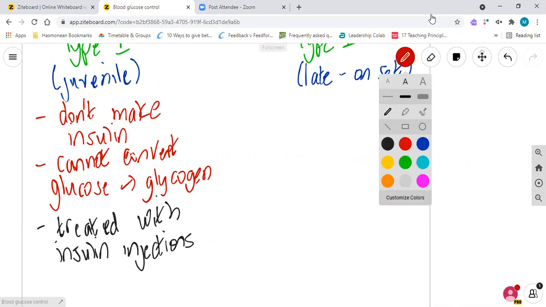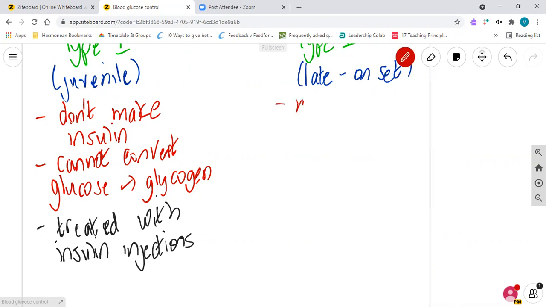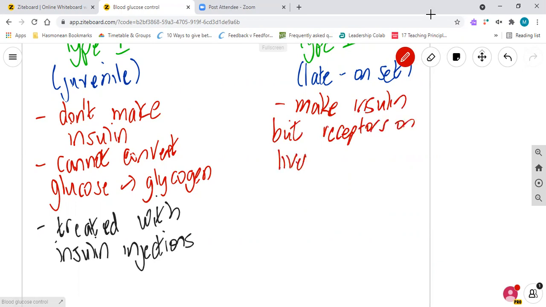Type 2 diabetes is slightly different. Type 2 diabetes, they make insulin, but the receptors on the liver cells don't respond. In other words, there's something not quite right with the receptors. It's not being able to bind to the insulin. As I said, it's often linked to obesity, to the liver being a little bit fatty, but it has the same effect. They still cannot convert glucose to glycogen.